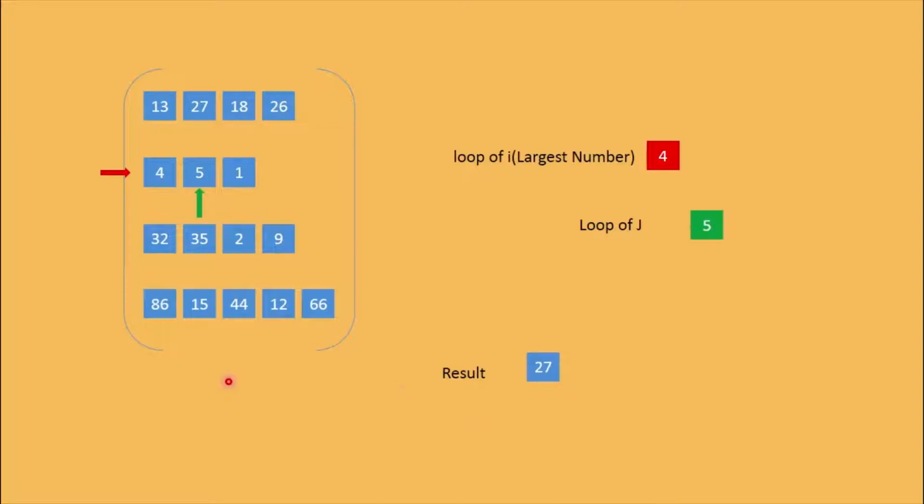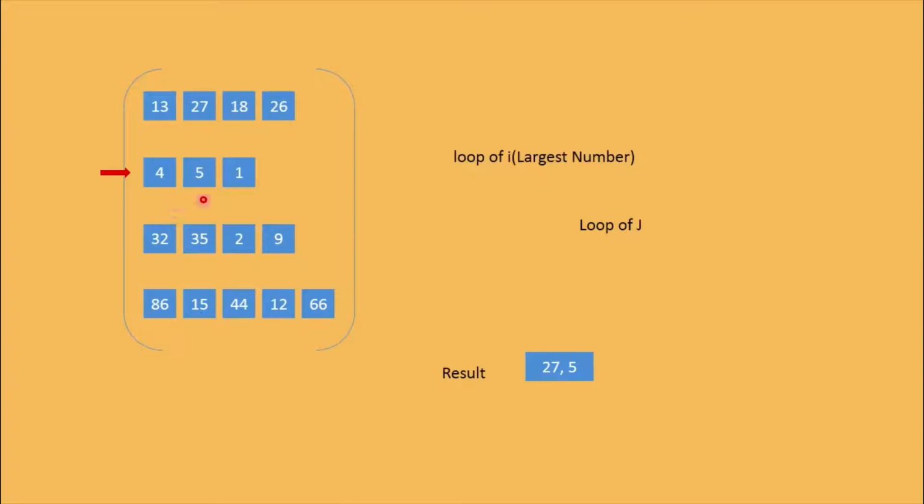The loop continues with the second subarray. In the second subarray, in the loop of I we have 4, and in the loop of j we have 5. So 5 is the largest number, we put that in the largest number variable. Now loop of j is 1, and 1 is not the largest number. 1 is also the last element, so 5 is the largest number in the second subarray, so we put the 5 in the new result array. So as we see here, the 5 is now in the result array.